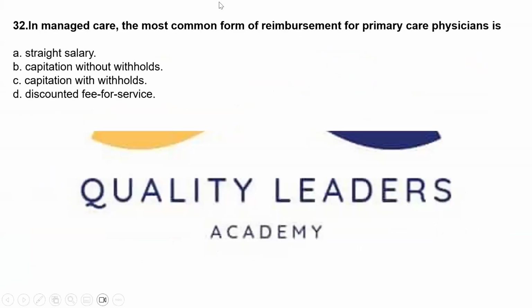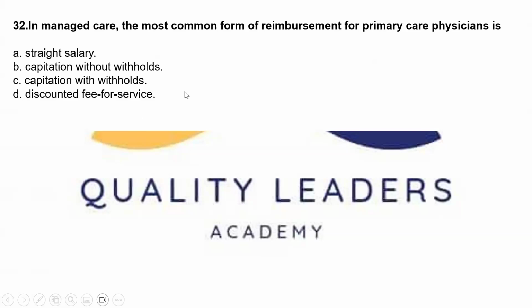Number 32. In managed care, the most common form of reimbursement for primary physicians is: A. Straight salary, B. Capitation without withholds, C. Capitation with withholds, D. Discounted fee for service. What's the answer for this? Capitation with withholds. Yes, it's correct. Letter C, capitation with withholds.